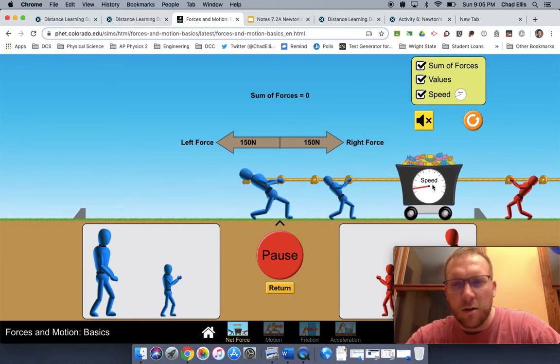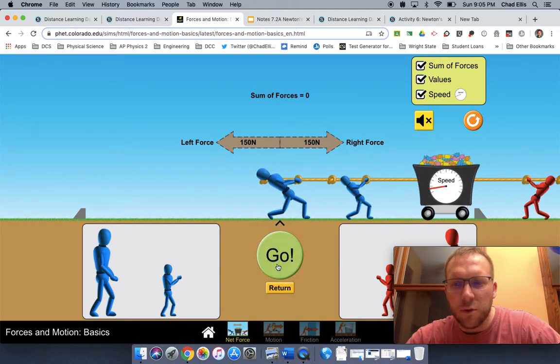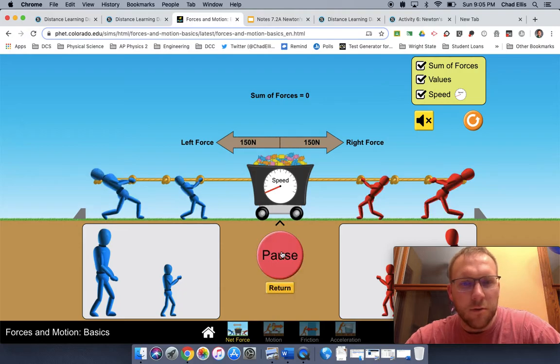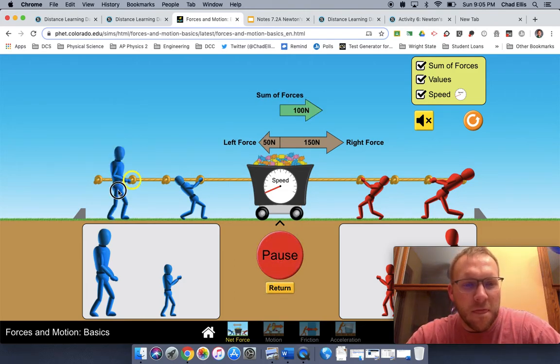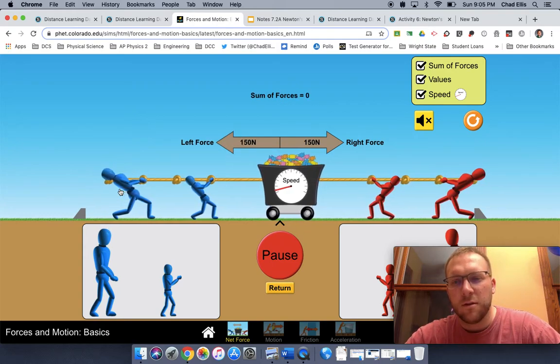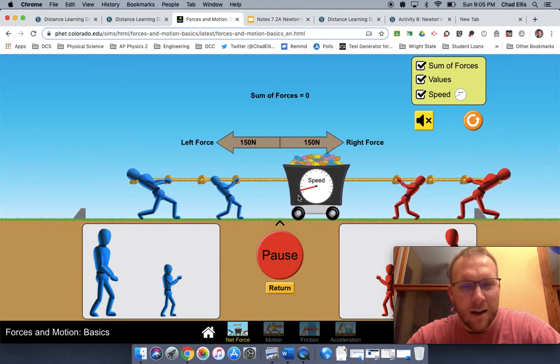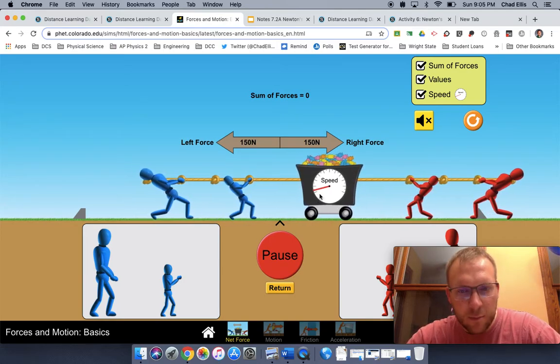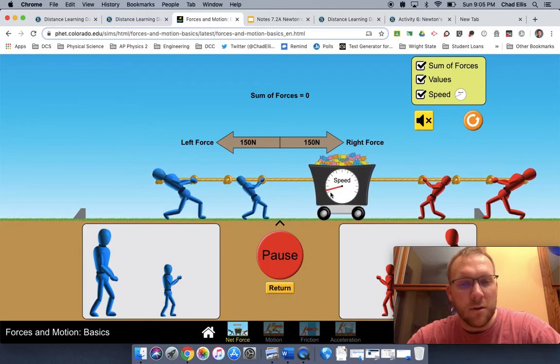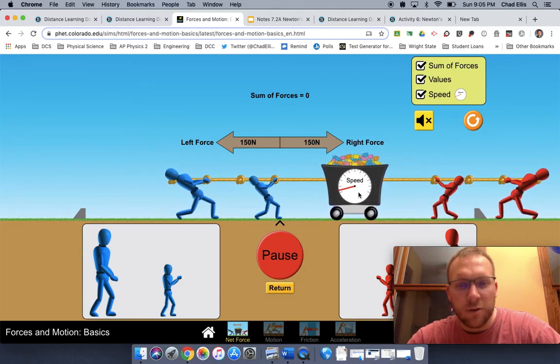This is what is typically harder for students to understand. It's typically harder for students to say, yes, that makes sense. This is not hard for us to understand: they're balanced, 150 to the left, 150 to the right, that makes sense. This is harder for us to agree with. Right now, the cart is moving at a constant velocity. It's not speeding up, it's not slowing down, but it's still moving in the same direction.